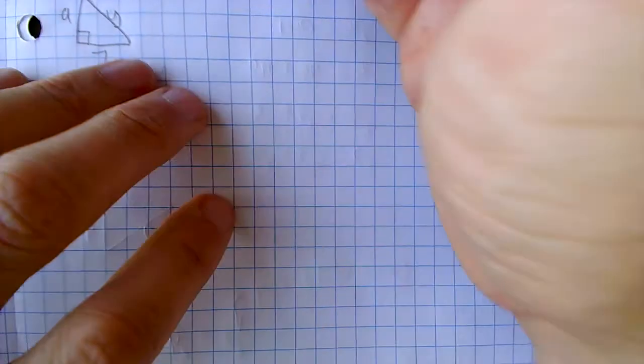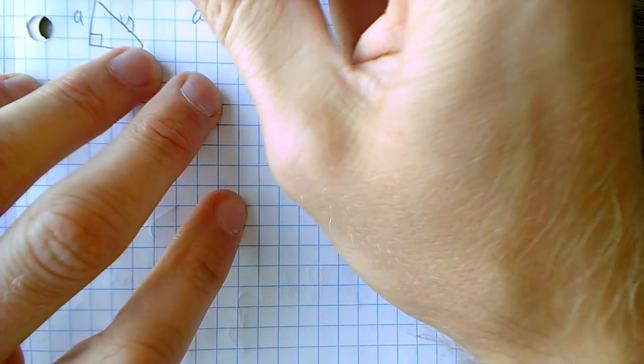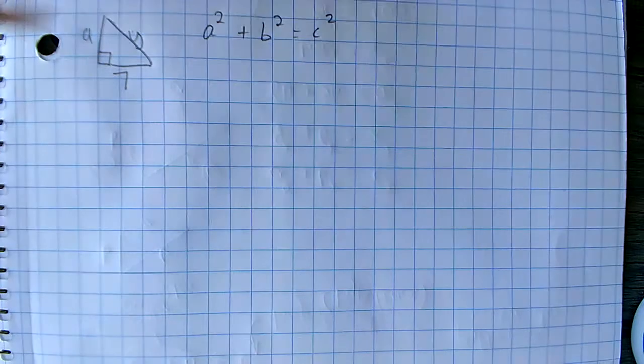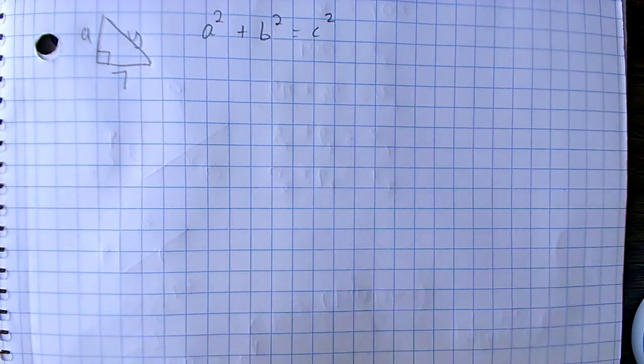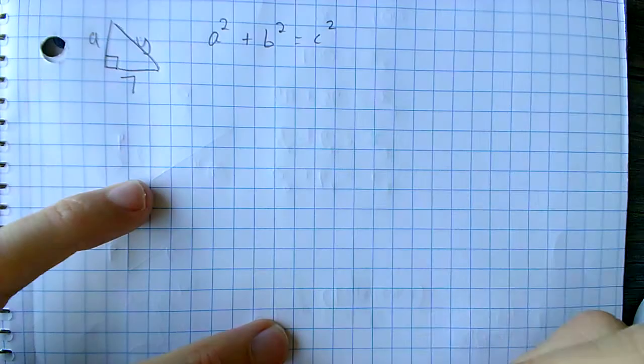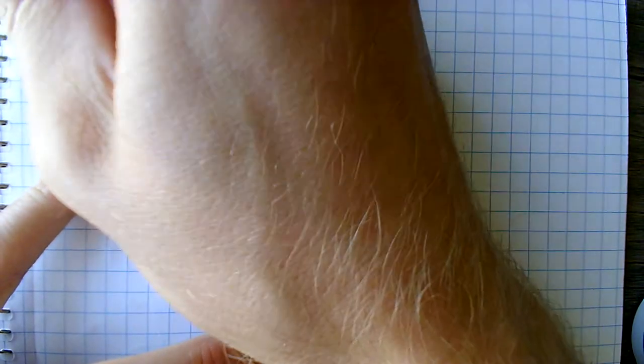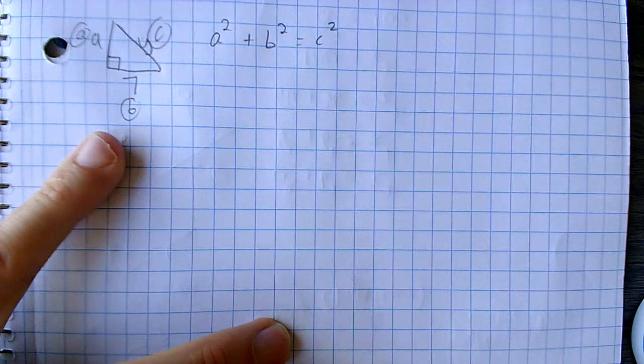So first step, same as always, I'm just going to write my formula out until I've memorized it. So that was a squared plus b squared equals c squared. We said the two shorter sides of the triangle were a and b, so that's going to be the 7 and the 9. So we'll call that one A, that one B. So that means this one is C.